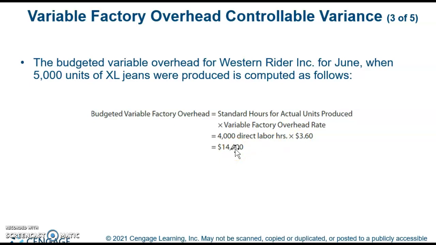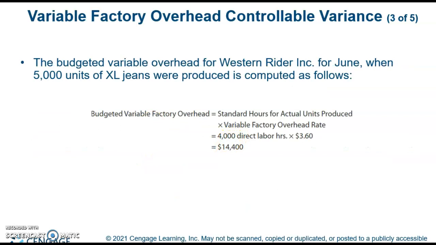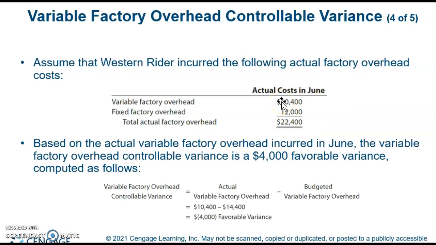Assume that they had the actual factory overhead cost of 22,400. So we would say that variable factory overhead controllable variance is a 4,000 favorable, and we would compute that. Remember, we're doing variable as 10,400. Let me go back here. 10,400 actual, because this is actual variable right here. And then we calculated our budgeted variable as 14,400. So we find out that we have a favorable 4,000 variance.